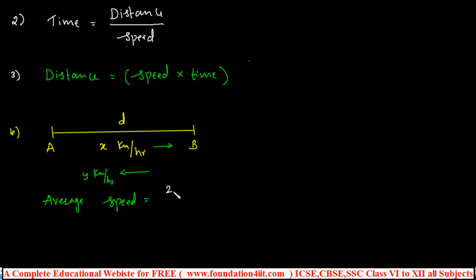Then the average speed is 2xy by x plus y, that is 2 into x into y by x plus y kilometers per hour. If it is in kilometers per hour, the answer will also come in kilometers per hour. If it is meter per second, the answer will also come in meter per second. So this is the average speed when the distance is the same, during the whole journey up and down.